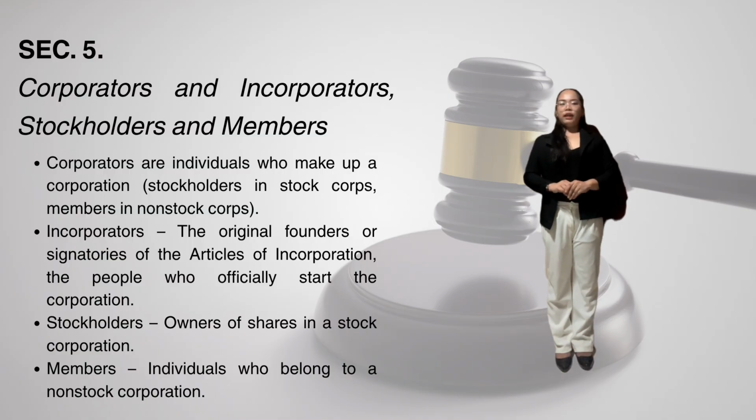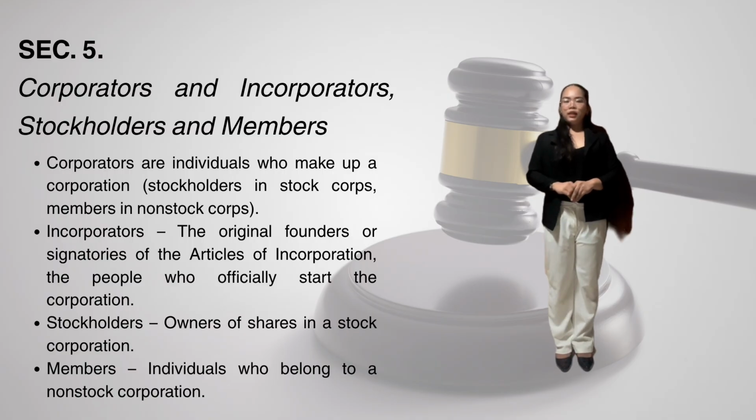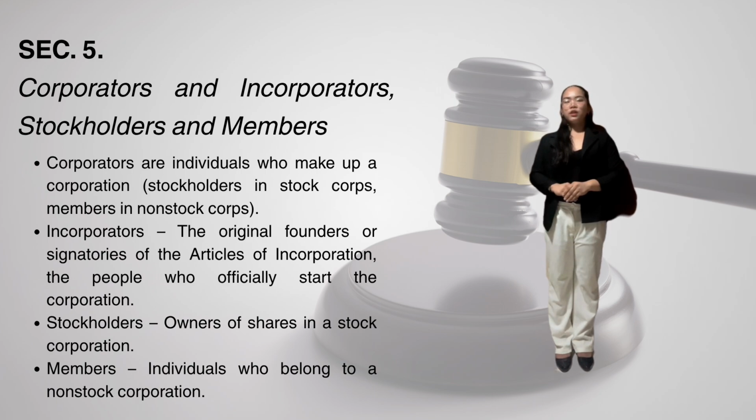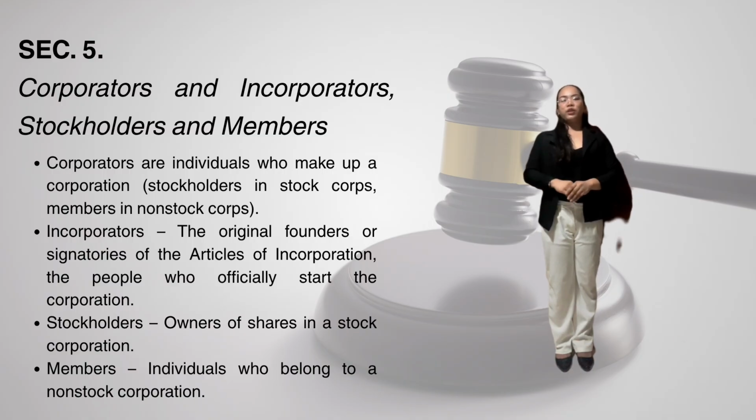Incorporators. These are the original corporators who signed and filed the articles of incorporation with the SEC. They are founders or organizers of the corporation. A corporation must have at least 2 incorporators and not more than 15 under the current law. In short, all incorporators are corporators, but not all corporators are incorporators. Once added by share or joining later, they become corporators but not incorporators.